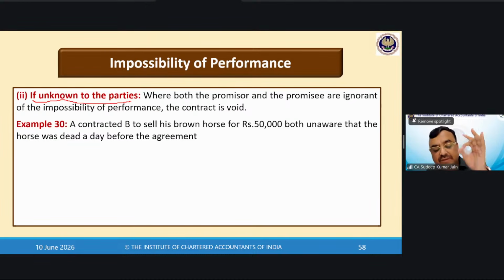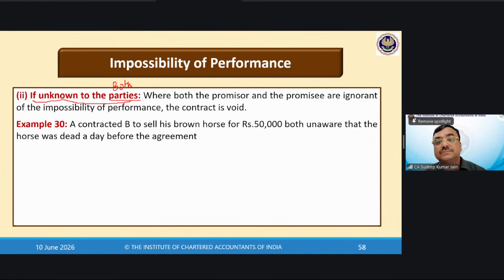So one thing you should be clear about in your mind: if there is impossibility of performance at the time of contract, whether known to the parties or not, the contract is void. Parties means both parties.